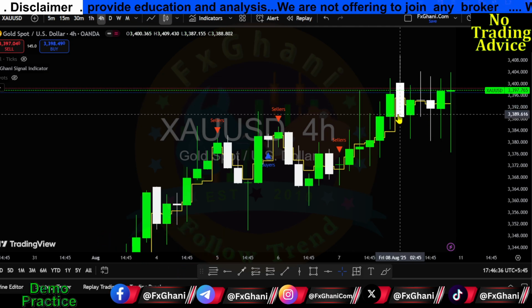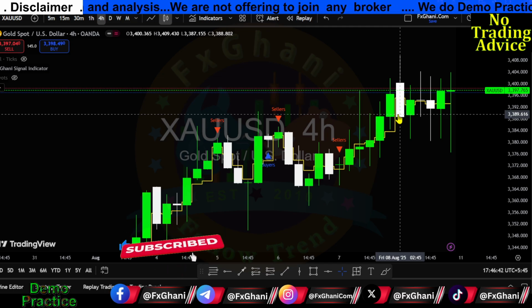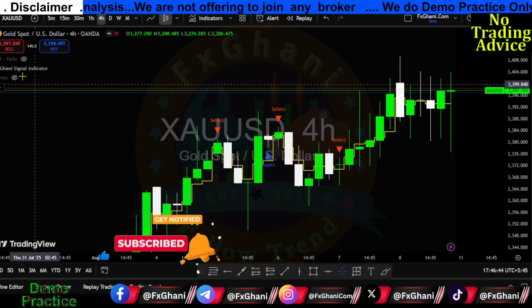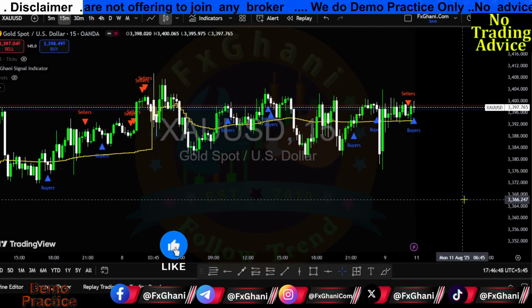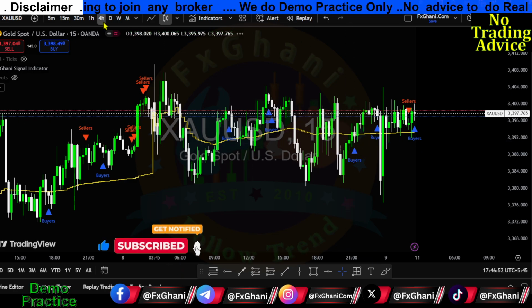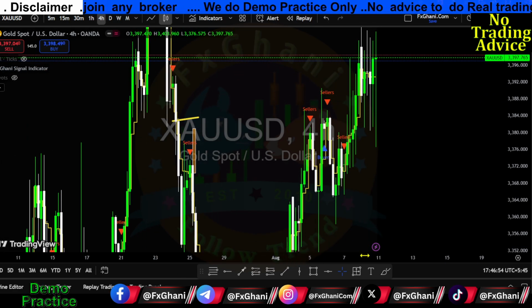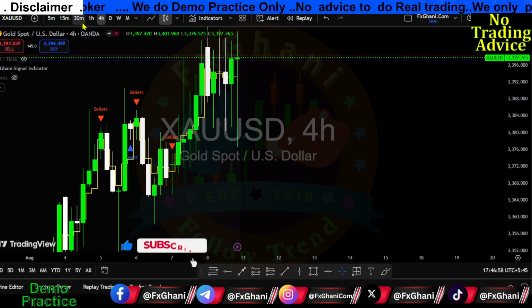So if you want to do scalping in the Asian or London session, then try to open a trade with a very small lot size. Okay, like if I go to the M15 time frame, then you can see here in this range area we have multiple arrows. Okay, but in a higher time frame, only 2 or 3 arrows. Okay, less noise in a higher time frame.